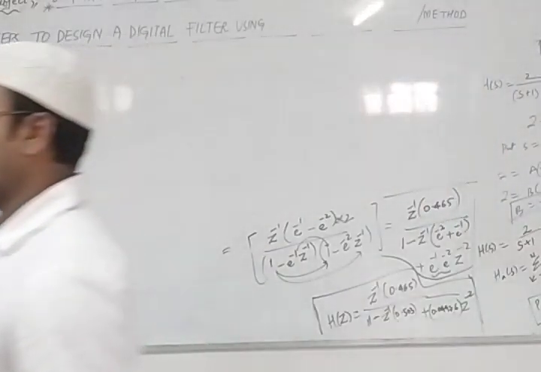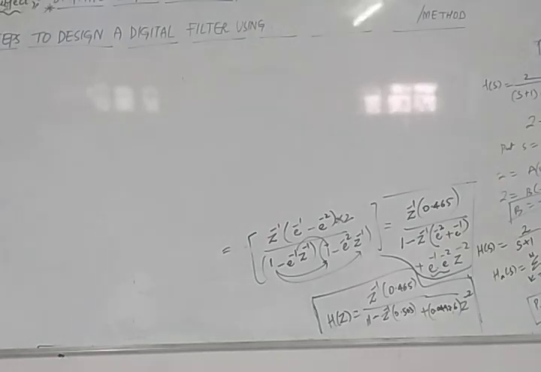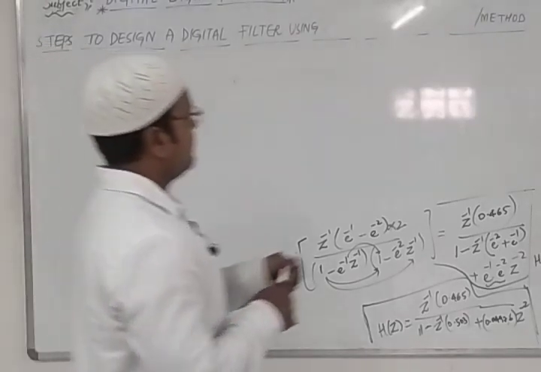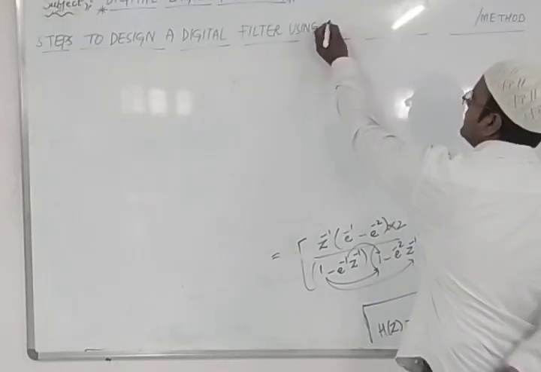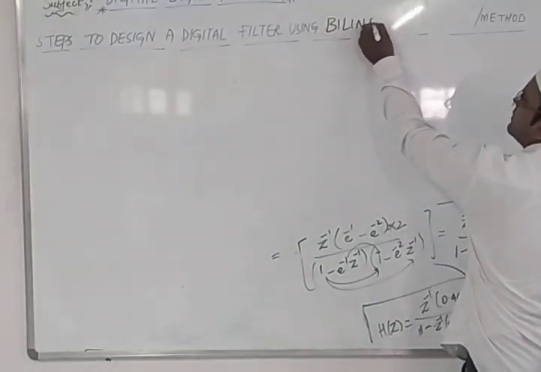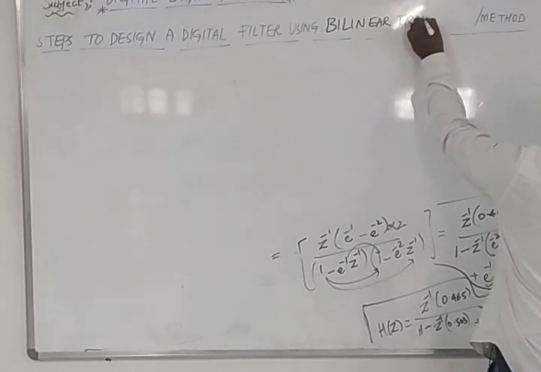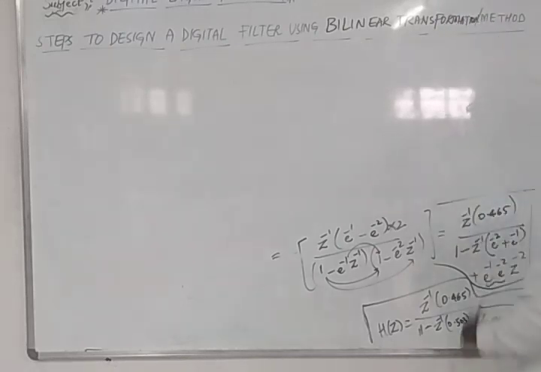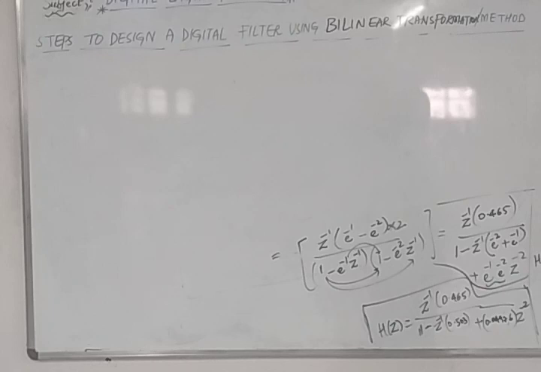So we will write the next method, the bilinear transformation method. For that, I'll tell you the first thing we need to remember. What was the first step in the previous one, the impulse invariance method? We need to find first H a of s.